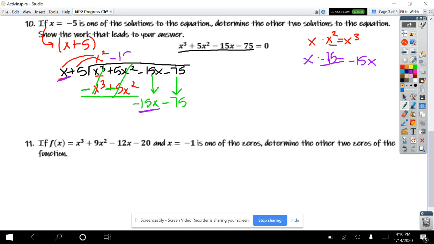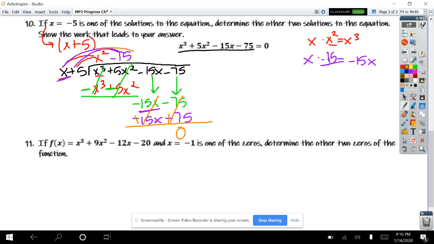So my next term up top is negative 15. Then I multiply everything by negative 15. So x times negative 15 is negative 15x. 5 times negative 15 is negative 75. And then when you switch the signs, because you're subtracting negatives, they become adding. As you can see, everything cancels and you get 0.